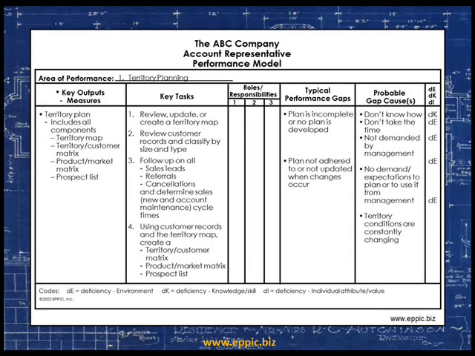The last 3 columns, typical performance gaps, probable gap causes, and an articulation of whether those gap causes are deficiency of the environment, a deficiency of the knowledge and skills of the performer, or deficiency of the individual's attributes and values, constitutes a gap analysis against the ideal. The gap analysis on the right is directly related to the ideal performance on the left.